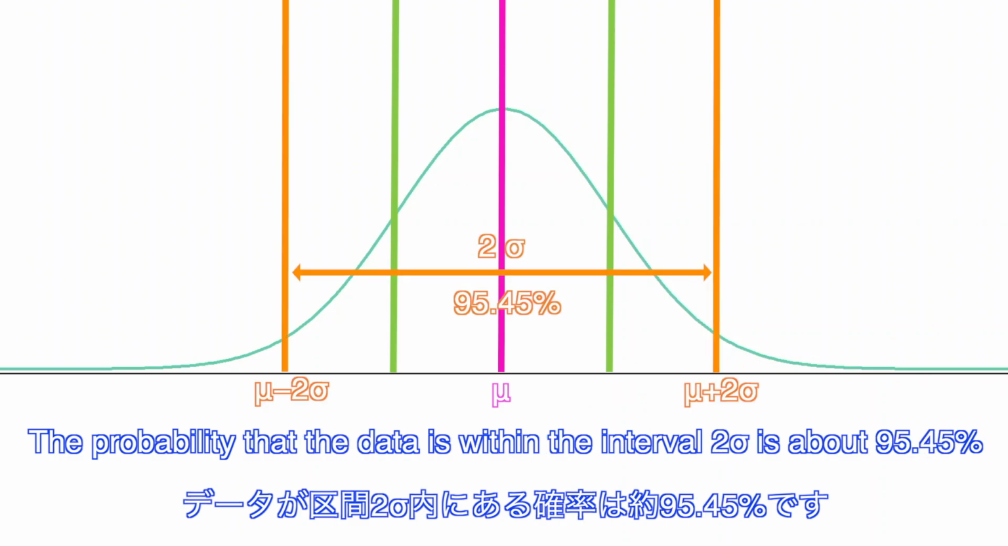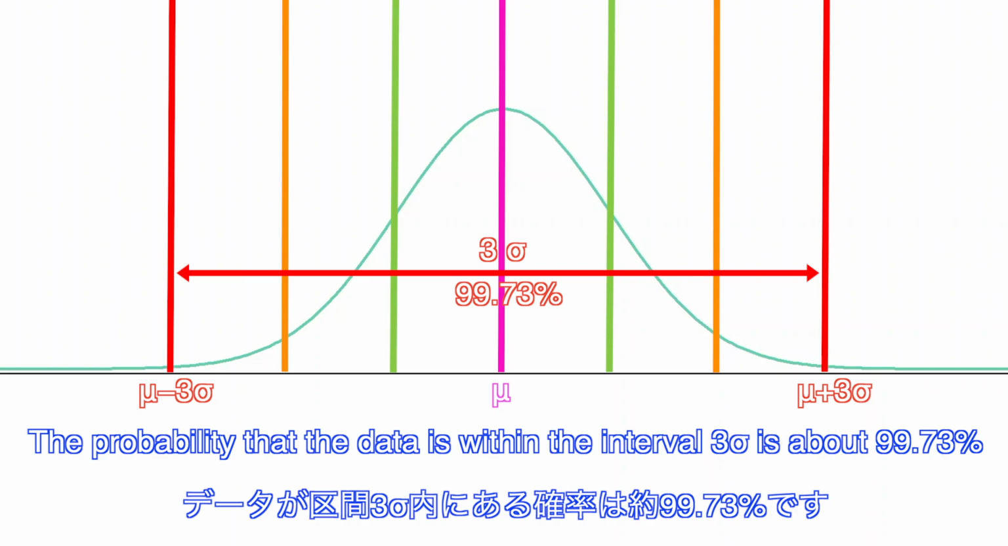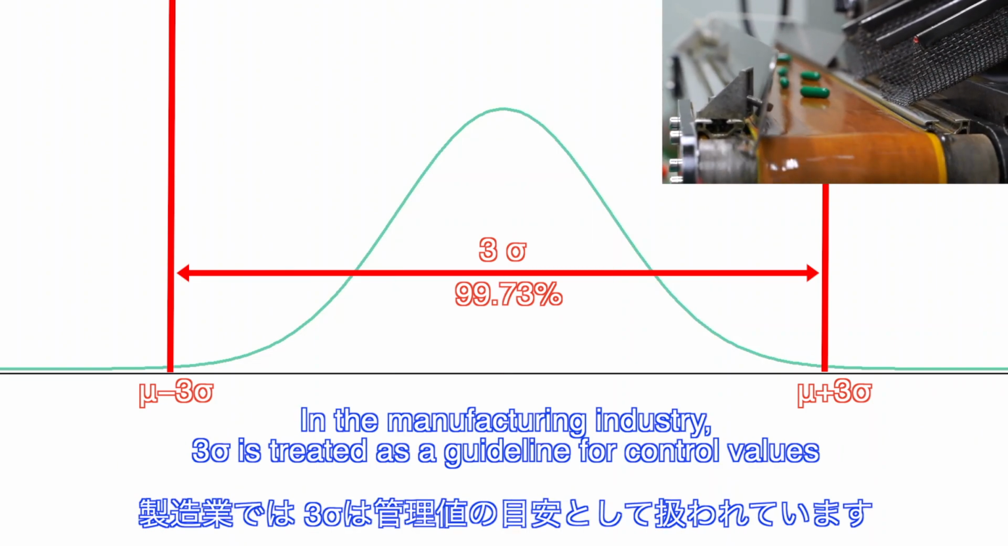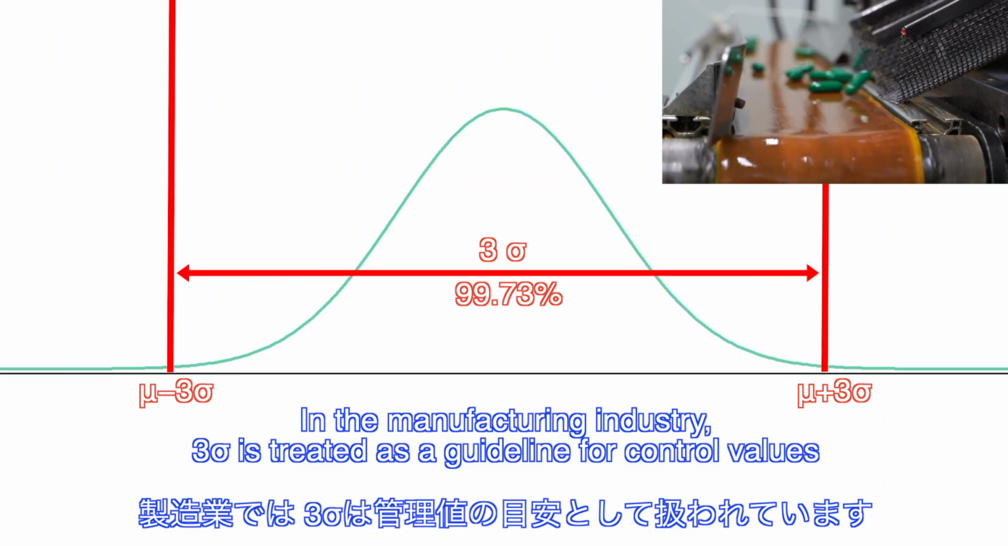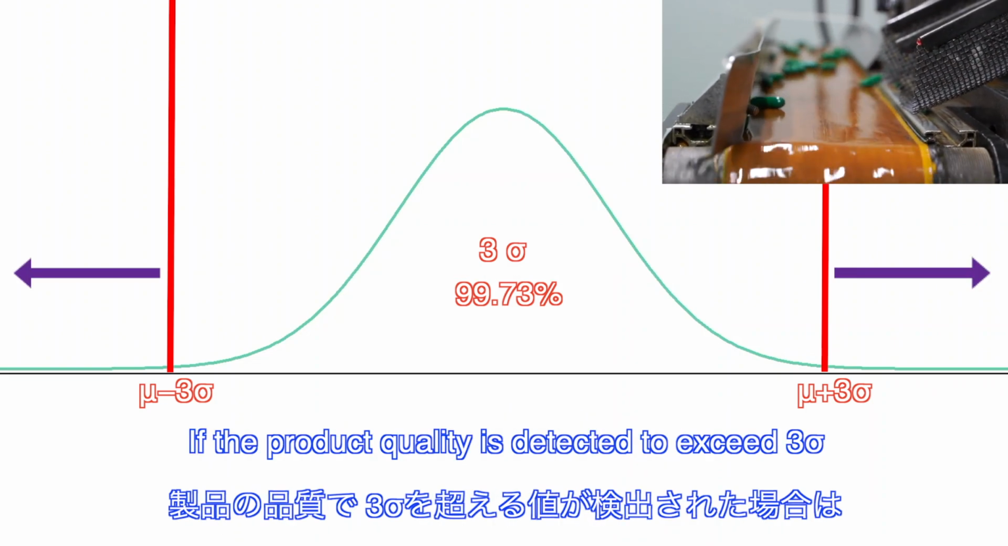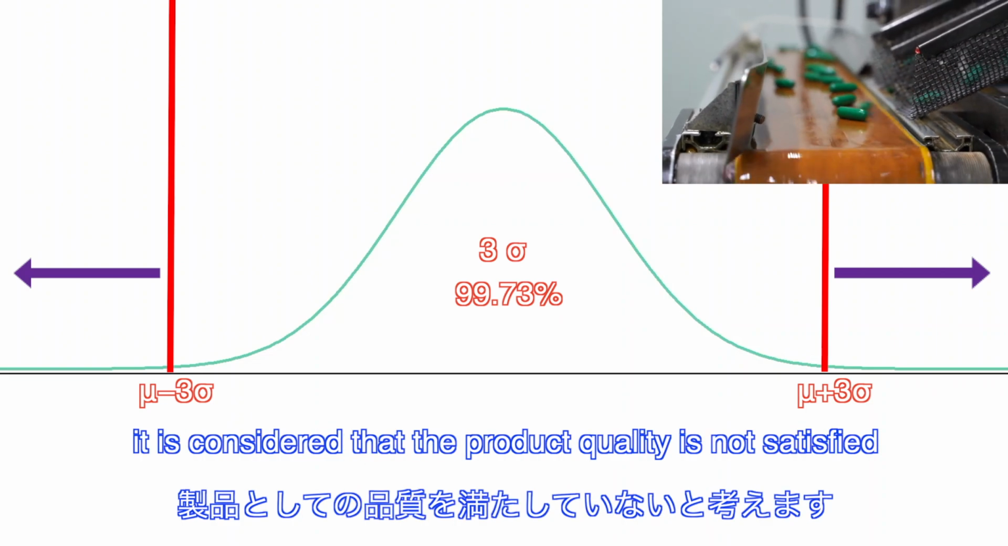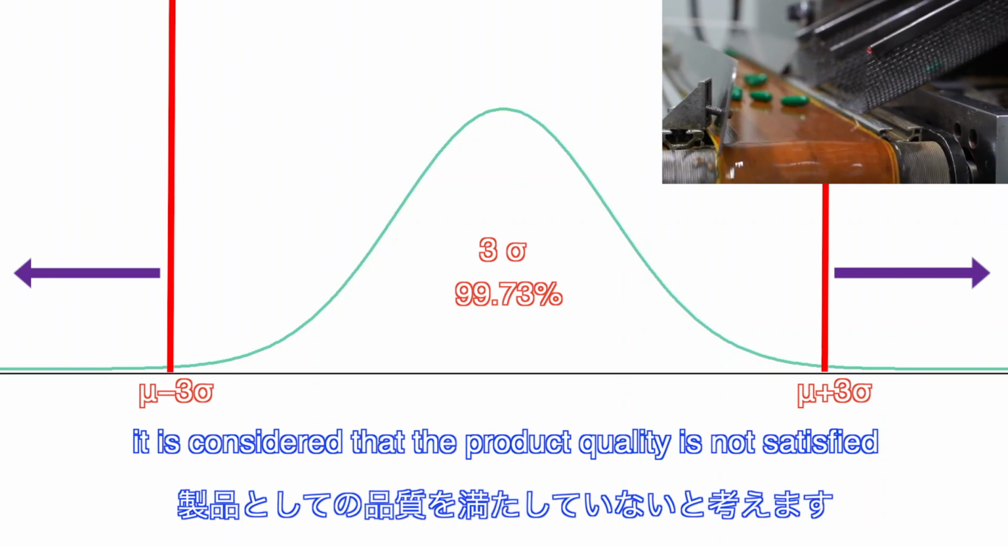The probability that the data is within the interval 2 sigma is about 95.45%. The probability that the data is within the interval 3 sigma is about 99.73%. In the manufacturing industry, 3 sigma is treated as a guideline for control values. If the product quality is detected to exceed 3 sigma, it is considered that the product quality is not satisfied.